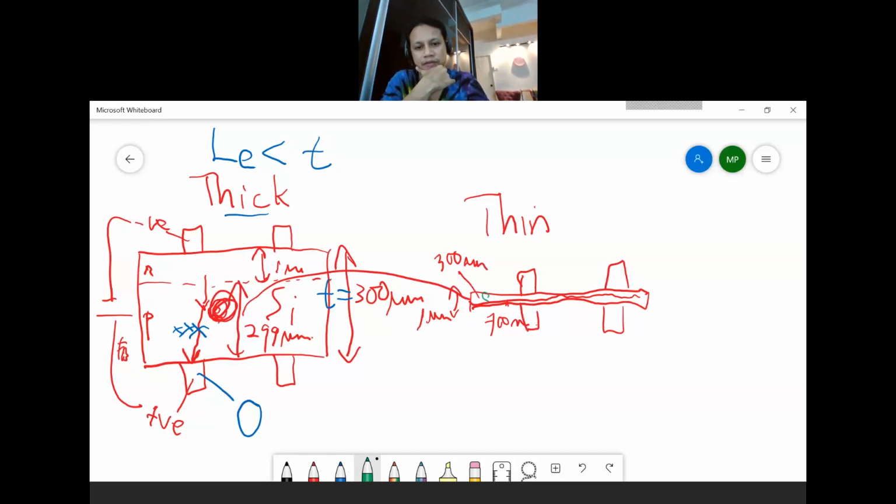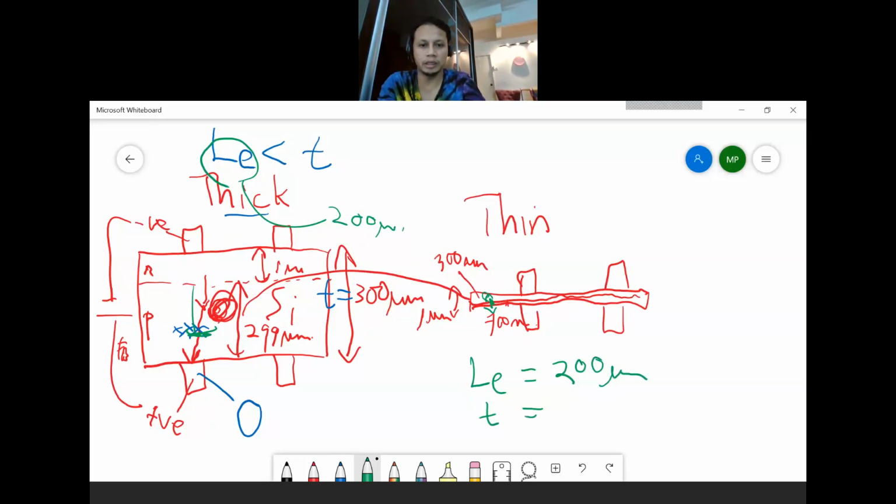Okay, say its Le is, say it died here just now, so say 200 micron. So if the same electron has an Le of 200 micron in this thin device, but the device thickness is only 1 micron, so Le is more than T, right? So Le is more than T. So you now have a thin diode.